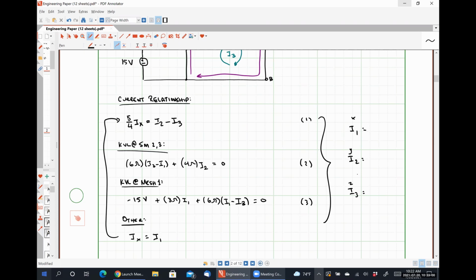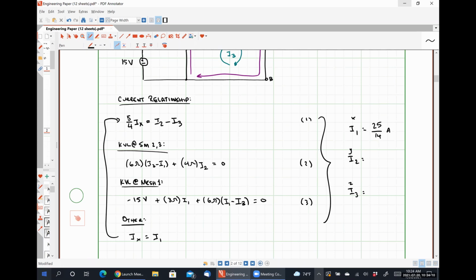So I will say aloud what my coefficients are again here. I'm going to move everything to the left-hand side of the equal sign for my first equation. That means I'm going to have 5/4 as my coefficient for I1, -1 as my coefficient for I2, +1 for my coefficient for I3, and my constant term will be 0. For my second equation, my coefficient for I1 is -6, my coefficient for I2 is +4, and my coefficient for I3 is +6. My constant term is 0. In my third equation, my coefficient for I1 is going to be 3 + 6, my coefficient for I2 will be 0, and my coefficient for I3 will be -6, and my constant term will be 15.